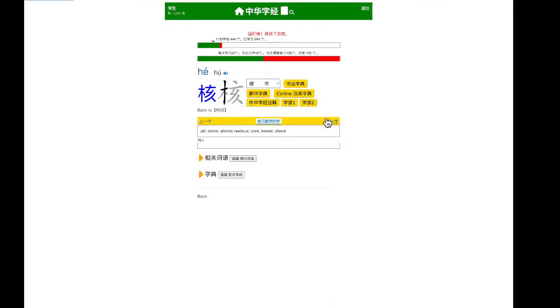Hu, that's another pronunciation. Now this pronunciation is only in a dialect. In some dialects they call it hu. That means the pit of a fruit, core or kernel. Hu, like 桃核, the pit of the peach.